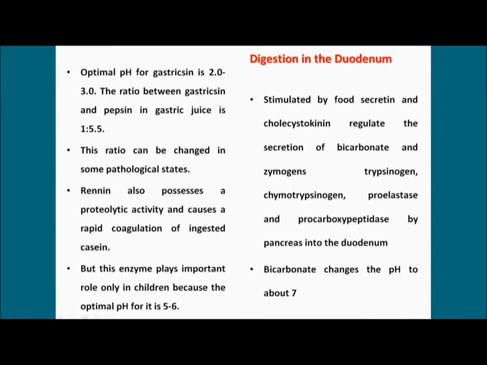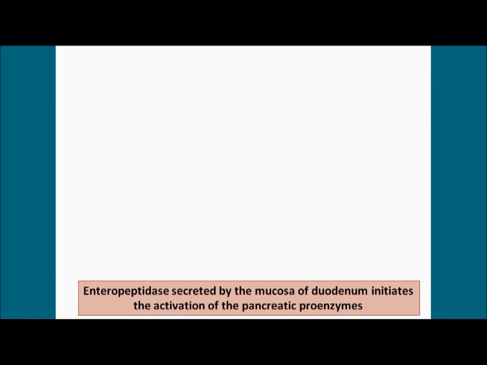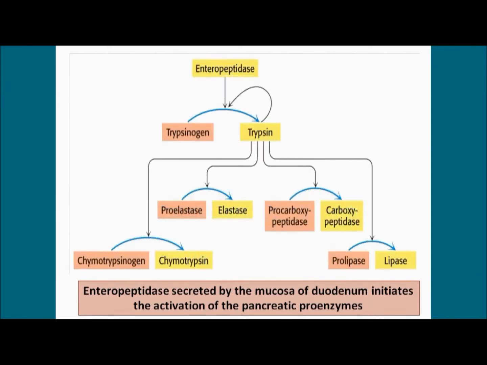So what does bicarbonate actually do? It changes the pH in the duodenum to 7, right? So you see here the enteropeptidase, which is secreted by the mucosa of the duodenum. It initiates the activation of the pancreatic proenzymes. How it is going to stimulate, you see in this figure. So this is the enteropeptidase, right? This enteropeptidase can convert the zymogen trypsinogen into trypsin, right?